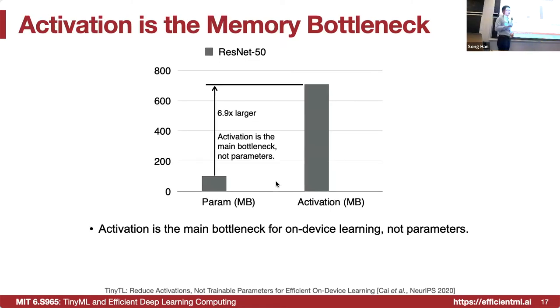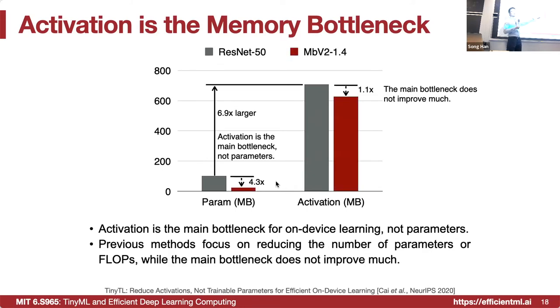So this is showing the comparison of parameters versus activation for ResNet-50 versus recent methods like MobileNetV2 and others. The number of parameters is reduced by 4.3 times, which is pretty significant, right? But the number of activations doesn't decrease much. The main bottleneck doesn't improve much, only about 1.1x, just a 10% improvement.